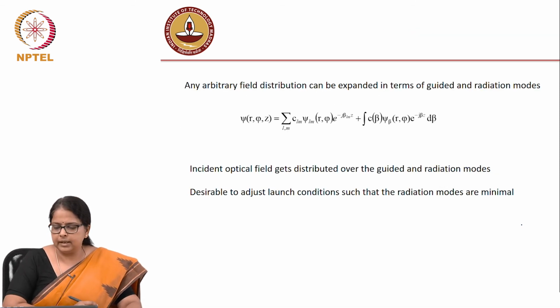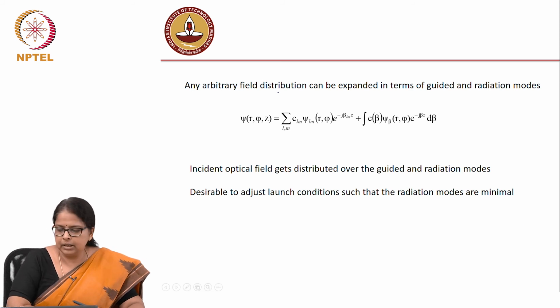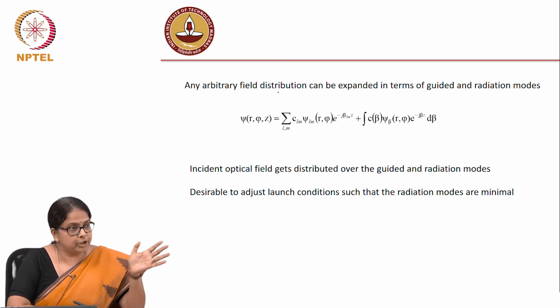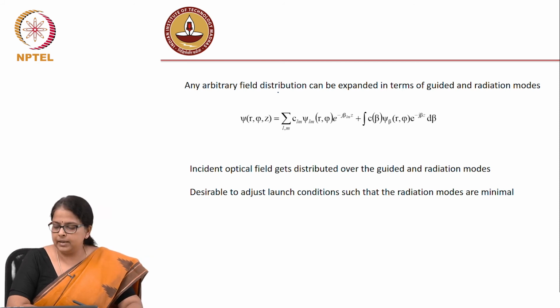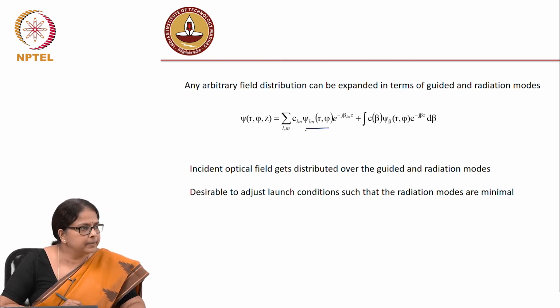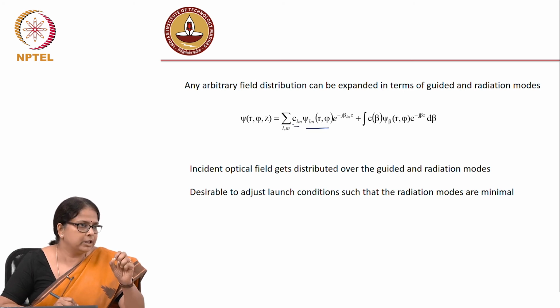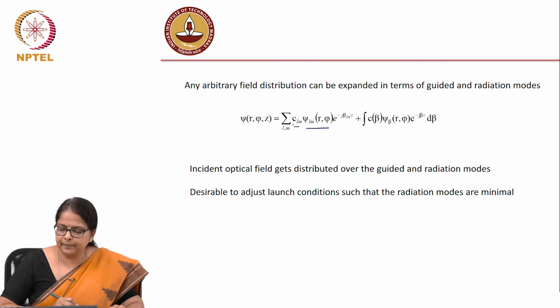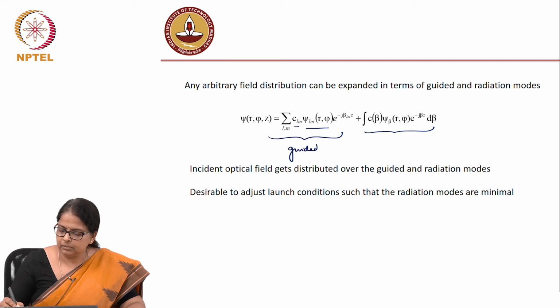I can say that my energy gets distributed between guided modes and the radiation modes. So, in general, any arbitrary field distribution at the input, you can expand as a sum of guided modes. Each of these modes will have a certain Lm, corresponding to the Lm there is an R phi, and there is a corresponding strength, how much power I excite in each mode, and these are your radiation modes. So, this is your guided modes and these are your radiation modes.